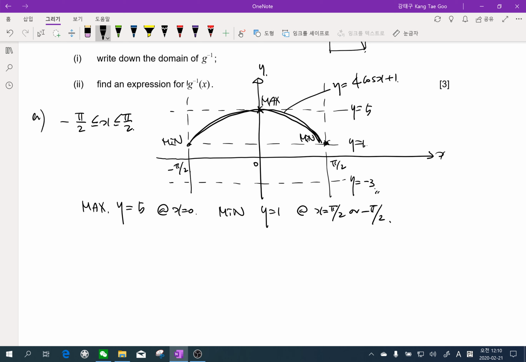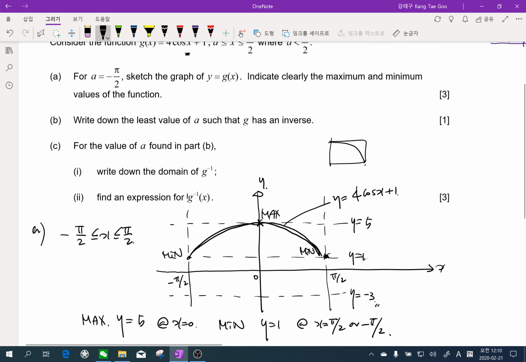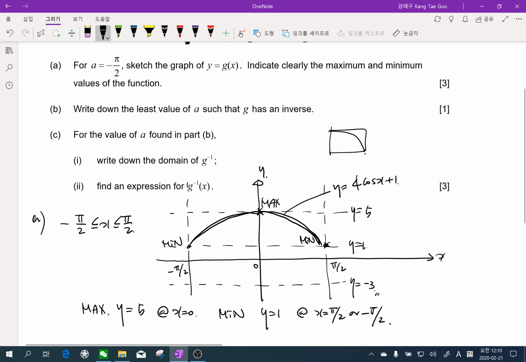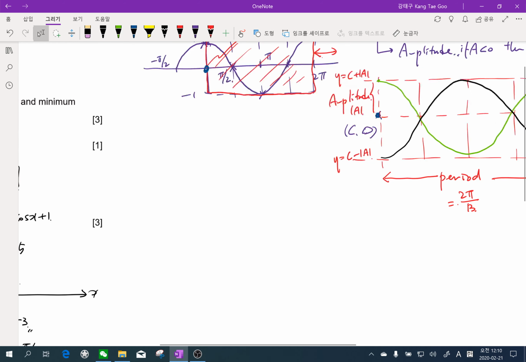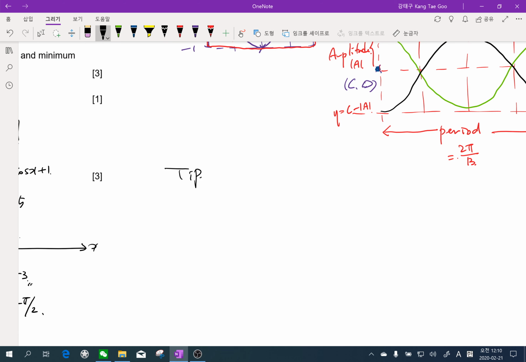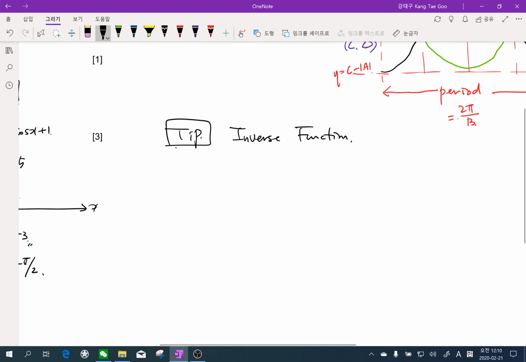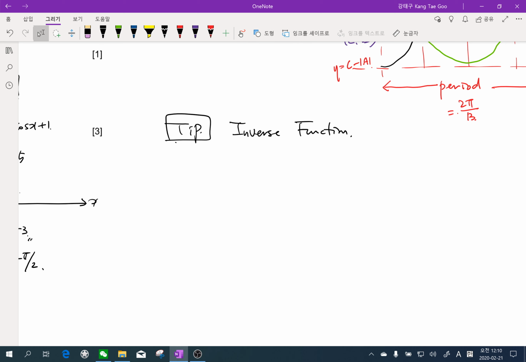Yeah, up to here is number 1. Number 2, part A. Number B, write down the least value of a such that g has an inverse. Okay, I'll give you the second tip about inverse function. What you need to remember about the inverse function is only 3 things. The first one, how to calculate the inverse function: you interchange x and y with each other, and then you rearrange for y, that is your inverse function itself, right?